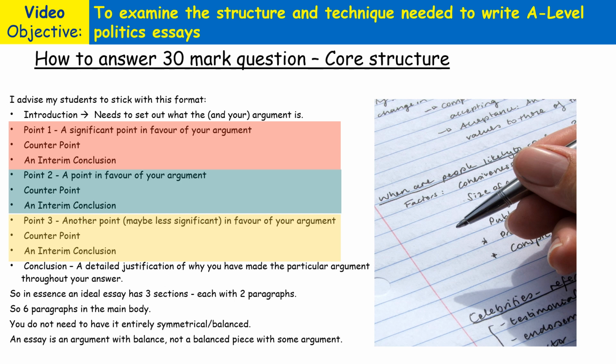Once you've done that, you then need to write a conclusion, and you need to give a detailed justification, not just 1 or 2 sentences. Make sure it's detailed in terms of why you've made the particular argument that you have done throughout your answer. So an ideal essay has 3 sections, each with 2 paragraphs and an interim conclusion at the end. So there needs to be approximately 6 paragraphs in the main body.